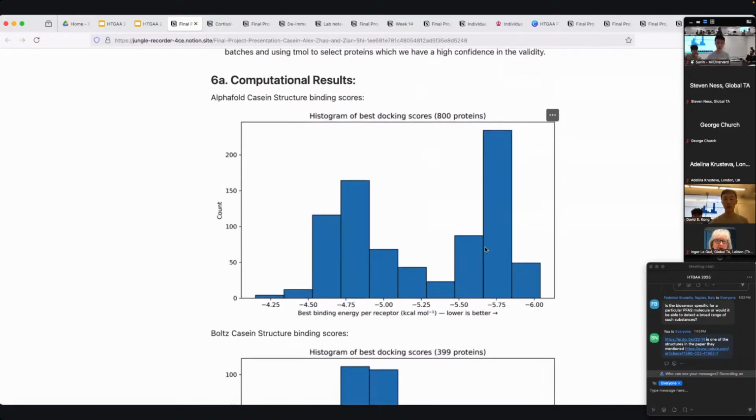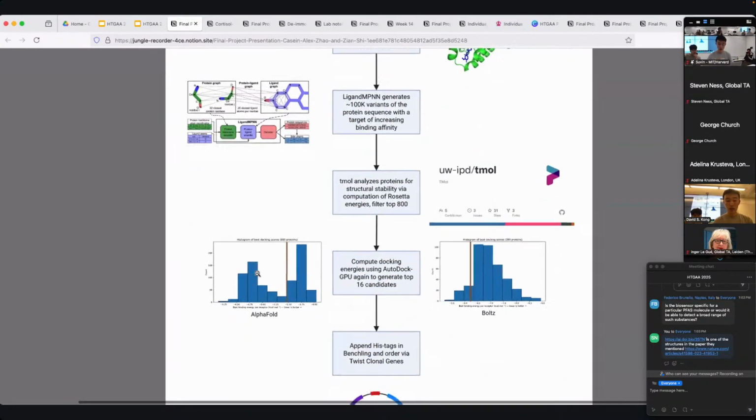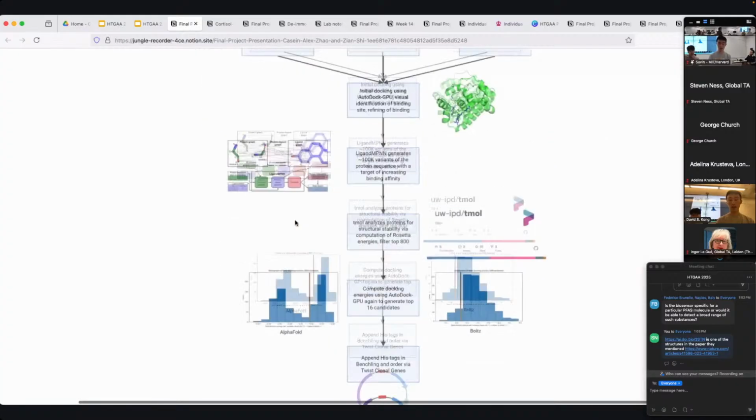And so for our computational results, here's what we got. We should look at this diagram right here. The higher is better here, and the baseline is shown in red. As you can see, for both our AlphaFold and the other structures, the produced proteins have significantly more negative binding energies, which translates to increased binding affinities, which verifies our claim.